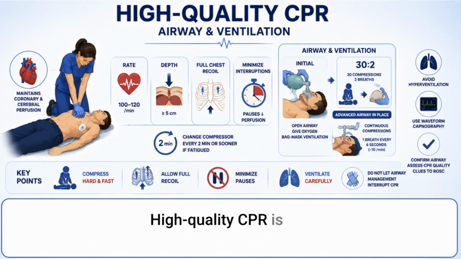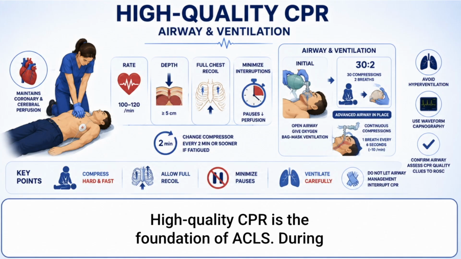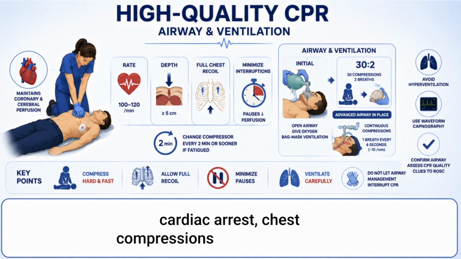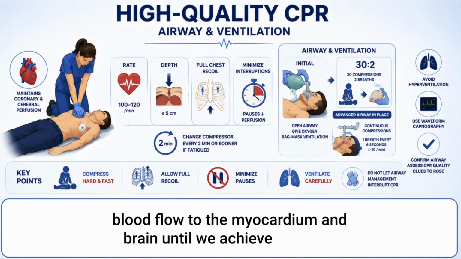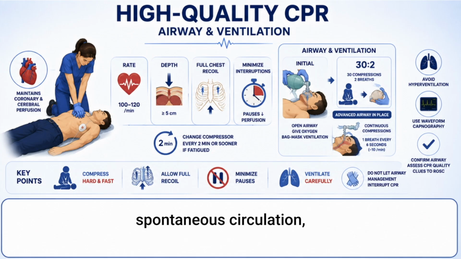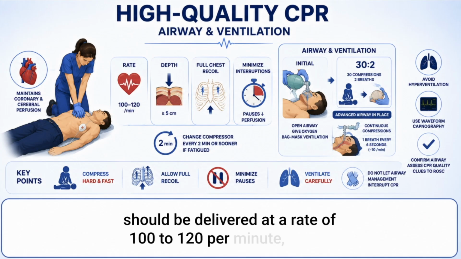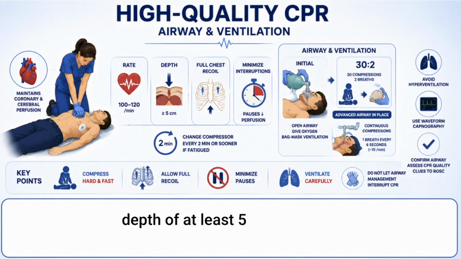High-quality CPR is the foundation of ACLS. During cardiac arrest, chest compressions maintain coronary and cerebral perfusion. In simple terms, CPR is what provides blood flow to the myocardium and brain until we achieve return of spontaneous circulation, or ROSC. For adults, compression should be delivered at a rate of 100 to 120 per minute, with a depth of at least 5 centimeters.